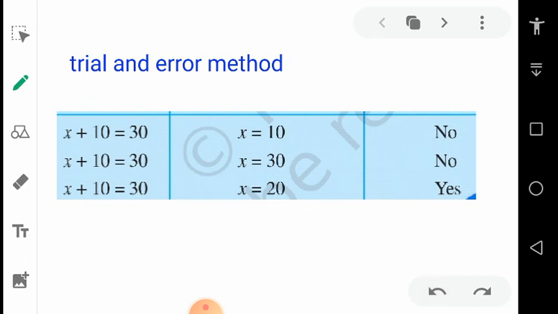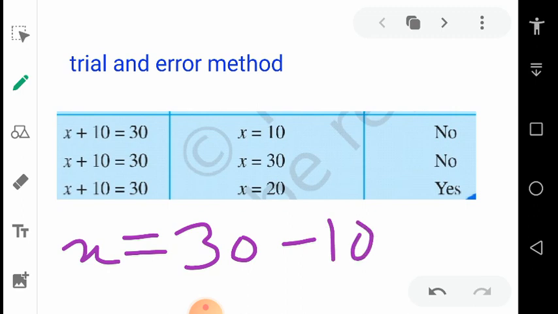Now there might be a question in your mind: how to solve this without trial and error? As you have seen in this video, by shifting the terms we can solve this. So we can write x equals 30 minus 10. Simply shift 10 to the right hand side and it becomes 20. Now x is 20. As you can see, this is the answer. So you can use the trial and error method, or you can solve the equations by the properties.